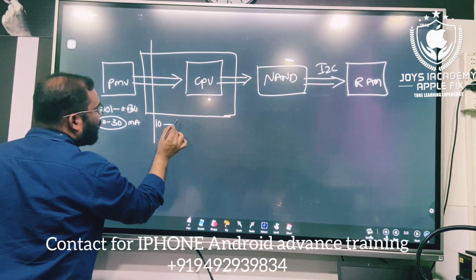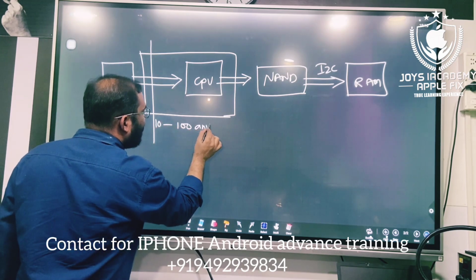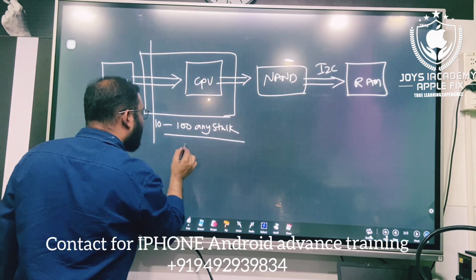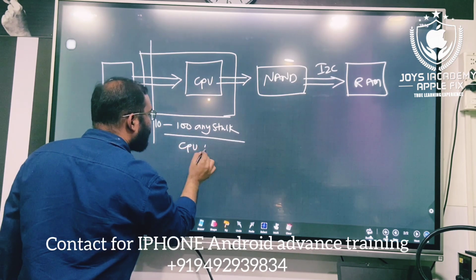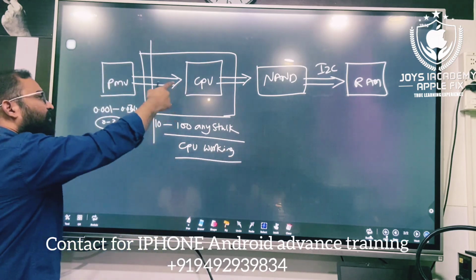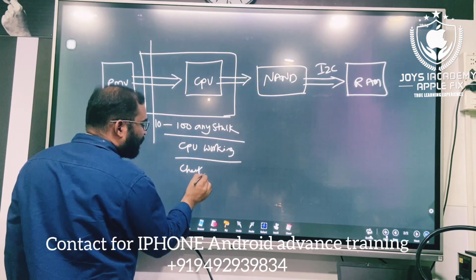10 to 100, right? Yes. 10 to 100, any stuck, stuck. That means your CPU is working, right? CPU is working, but you need to know whether the CPU is working or not. How do you confirm? You check the connection, right?